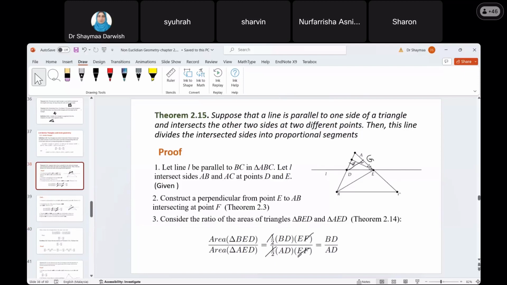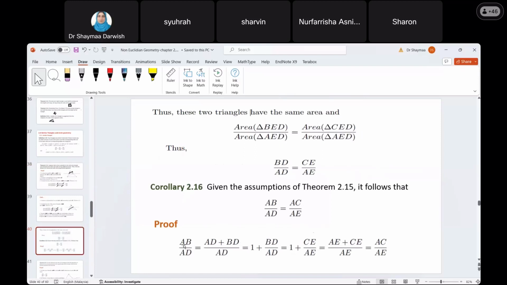It can be concluded directly because AB is equal to AD plus DB, and AC is equal to AE plus CE. So AB is AD plus BD, over AD. This is 1 plus BD over AD, and this ratio is equal to CE over AE. I can write 1 here as AE over AE. So AE plus CE is AC. So this can be concluded directly.